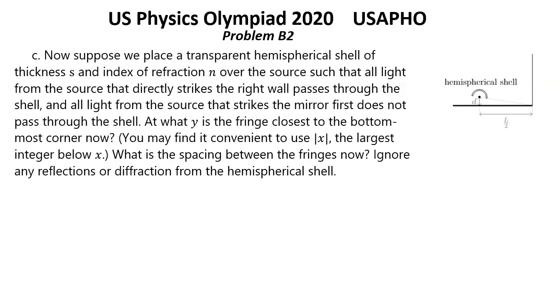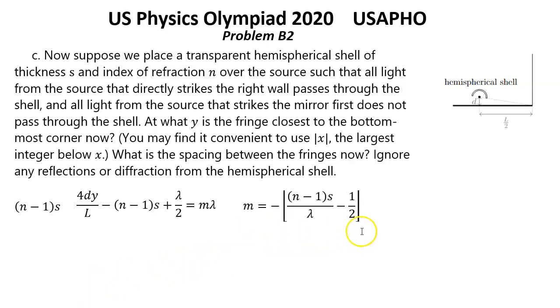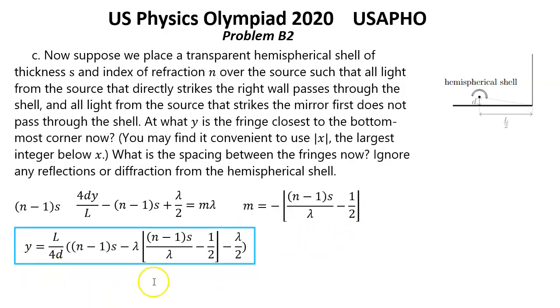Solution for question C. Now the optical distance between the source and the spot y on the wall is increased by n-1 multiplied by s. Then we need this equation. To minimize y, we make m to be this one, then y equal this expression. And because n-1 s is just an offset, the spacing between the fringes does not change. It means that spacing is still lambda L over 4d. That was the solution for question C.